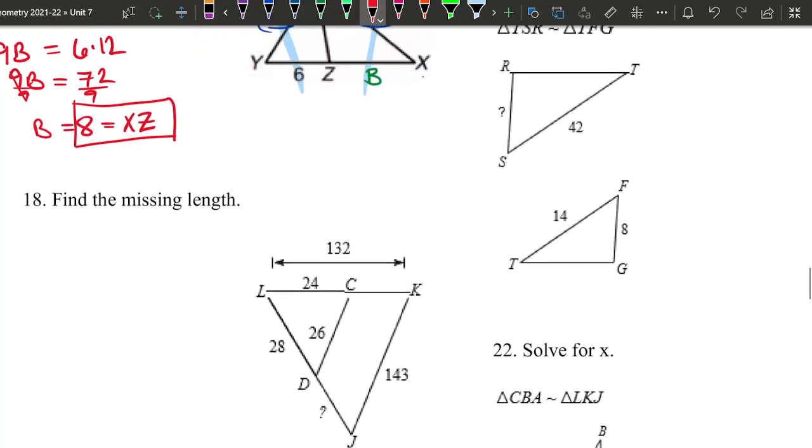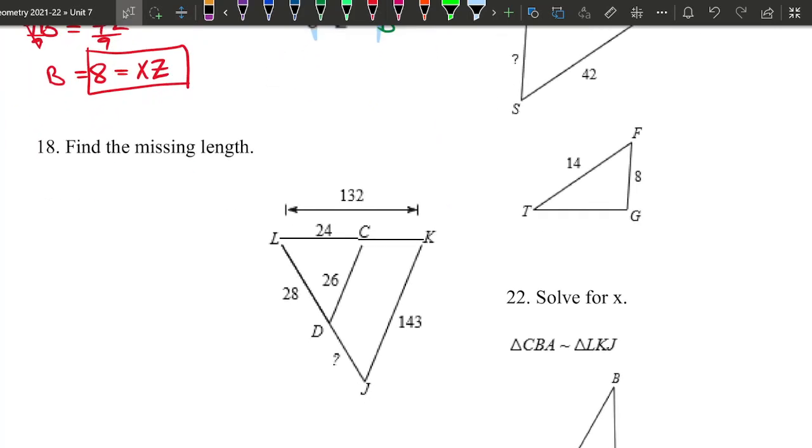Okay, number 18. Another proportion problem. Find the missing length. And the missing length is side DJ.